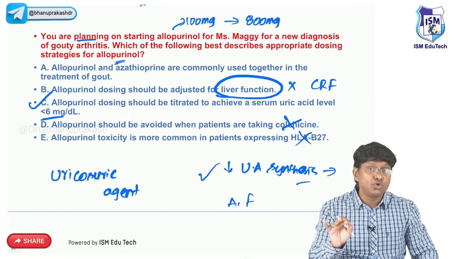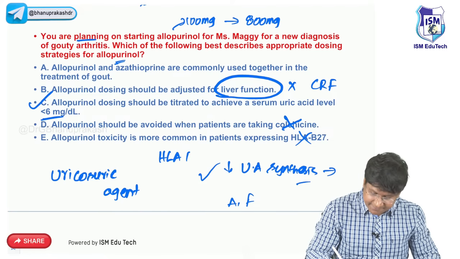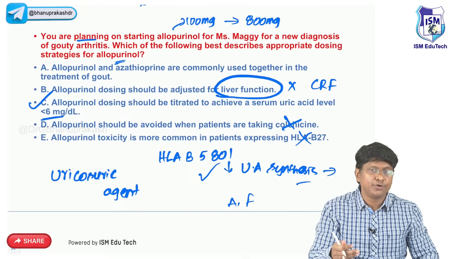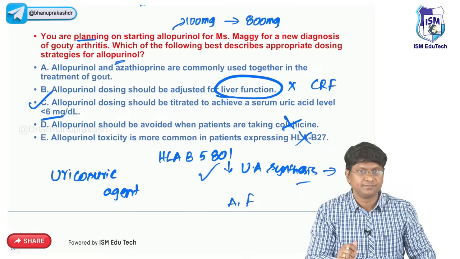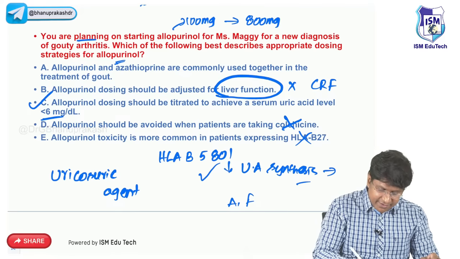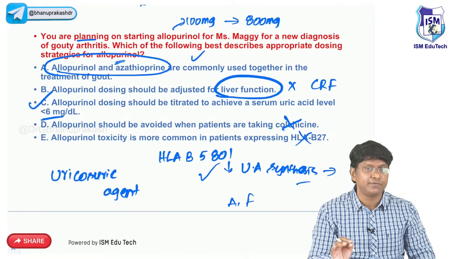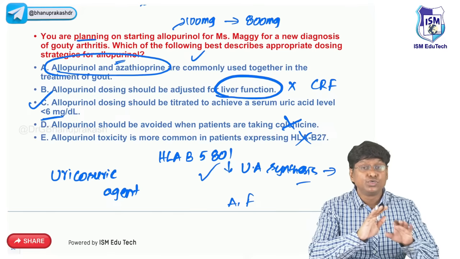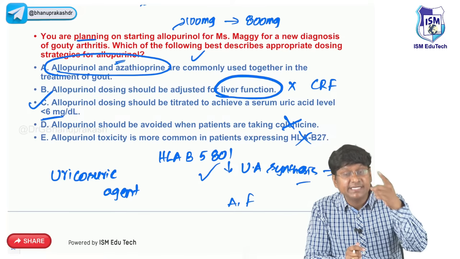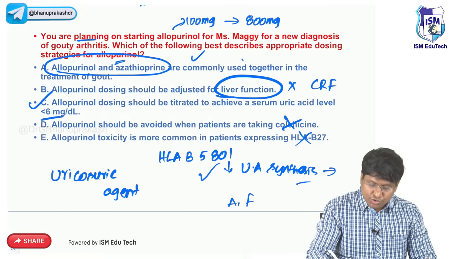Right. Now, in which group of individuals can allopurinol toxicity occur? That is in patients who have HLA-B5801. These patients, if they take allopurinol, there is increased risk of allopurinol toxicity, right? And this colchicine is commonly used along with the allopurinol in the treatment of gout or gouty arthritis. And even allopurinol as well as azathioprine are commonly used together in the treatment of gout. Let me tell you, allopurinol and azathioprine should not be co-prescribed. Why? Because azathioprine can increase the blood levels of allopurinol, leading to toxicity. That is the reason why both of these drugs should not be used together.